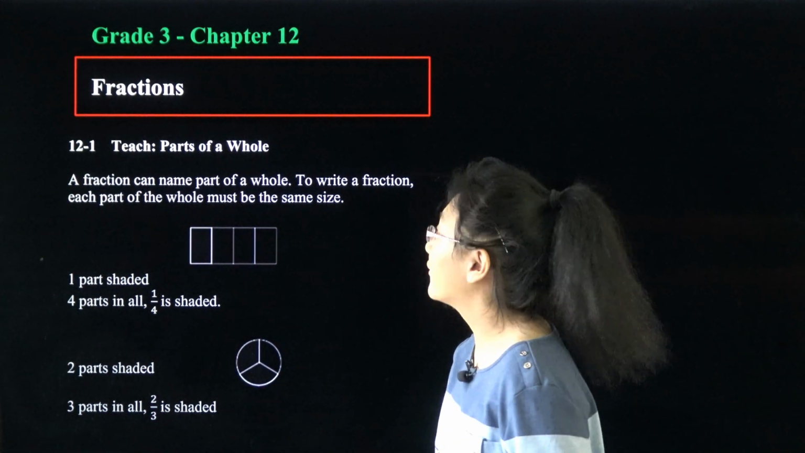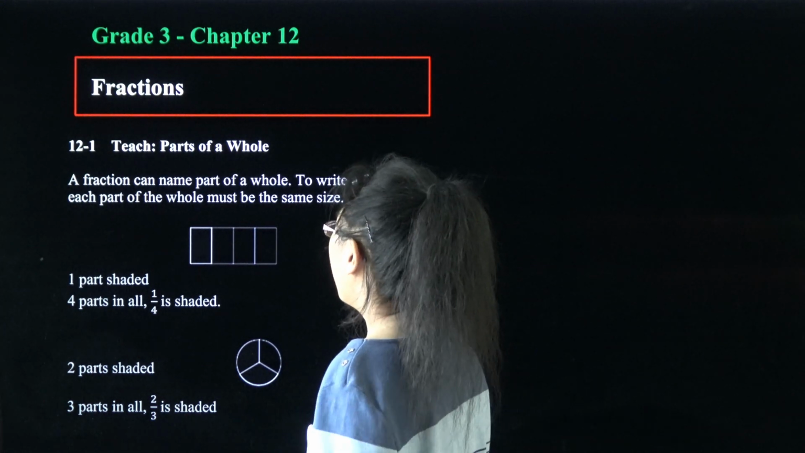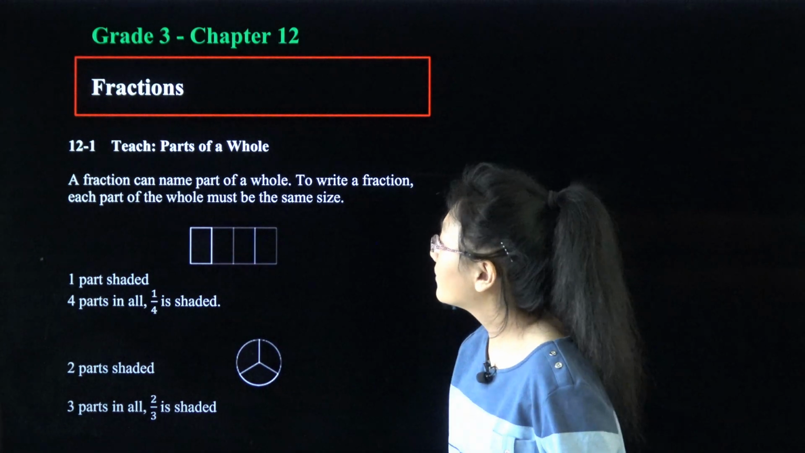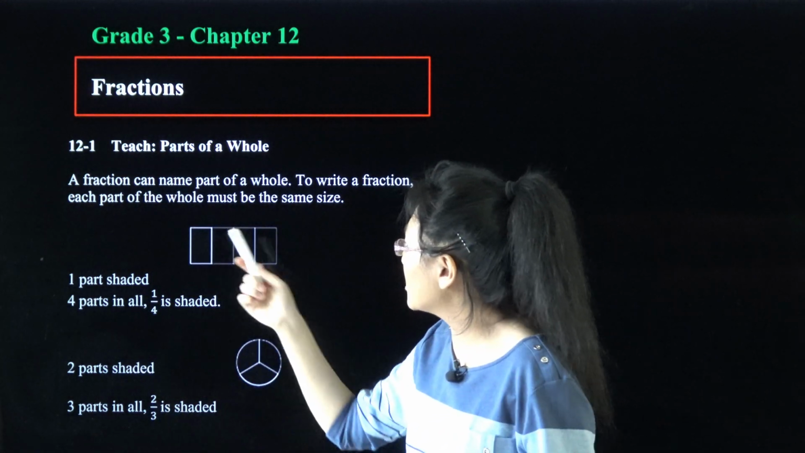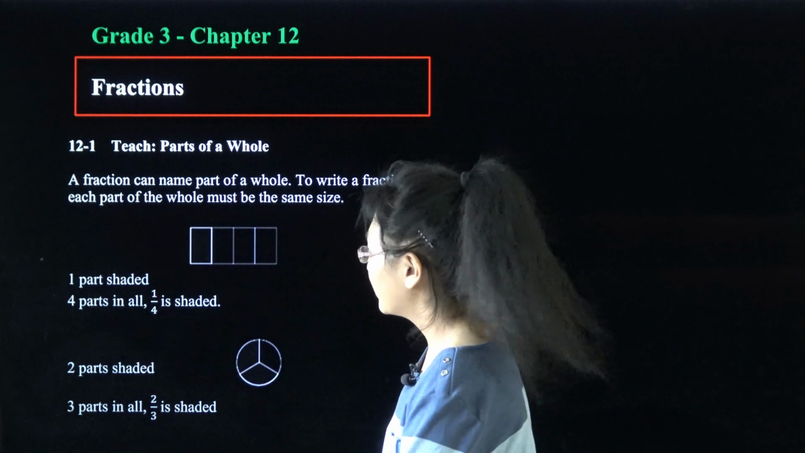Grade 3, Chapter 12. Today we will be learning about fractions. So, what are fractions? Well, fractions are parts of a whole. A fraction can name a part of a whole. To write a fraction, each part of the whole must be the same size. Here are some examples.